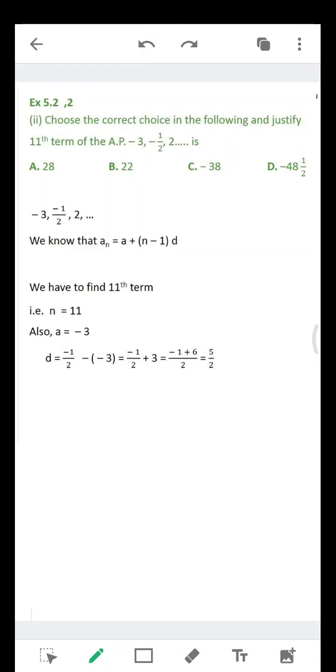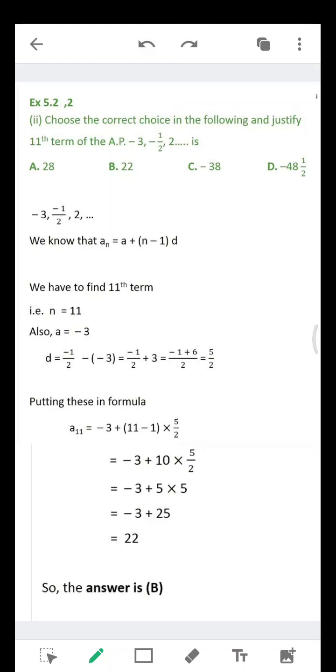So finding the value of d now, that is minus 1 by 2 minus of minus 3. Simplifying it, I get d as 5 by 2. Now I'll put these values in the formula. an equals a plus n minus 1 into d. We have to find the 11th term, so n is 11. Substituting all the values, we get a11 as 22. So option B is the correct option in this.